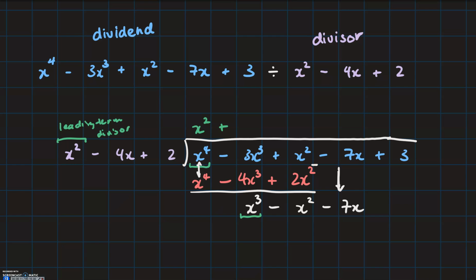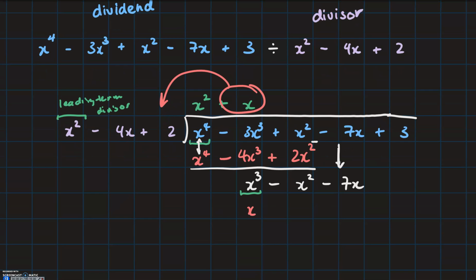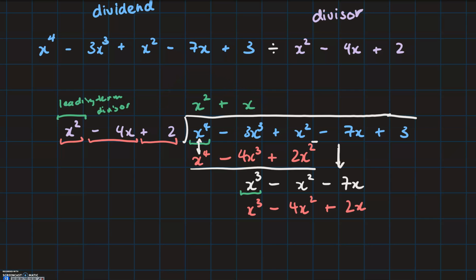So I'm going to have here plus x. And so I'm going to multiply this positive x into my divisor. So what do I get? I'm going to have x cubed when I multiply x squared by x. Then I'm going to have minus 4x squared when I multiply negative 4x by x, plus 2x when I multiply this positive 2 by x. And so that's how we get that next part here. Okay.